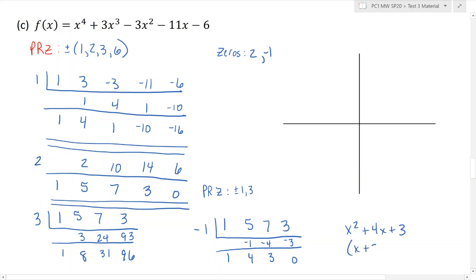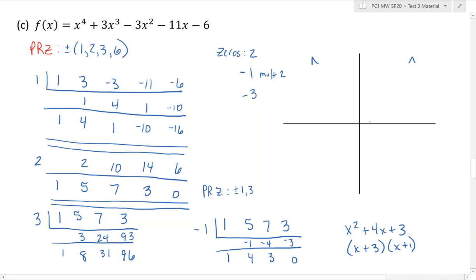And I can factor that as x plus 3, x plus 1, which means that -1, let me go ahead and write this out vertically, -1 is a 0 of multiplicity 2. And -3 is also a 0. So there are my 4 zeros. Again, we have a positive 1 x to the 4th, so it's a positive and even. It's going to be an up and up.